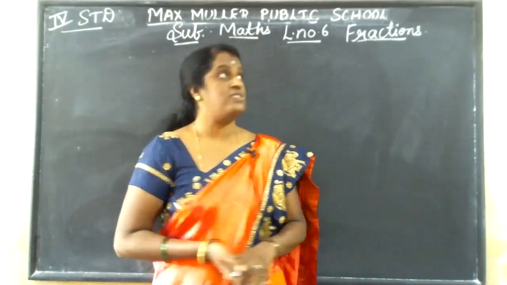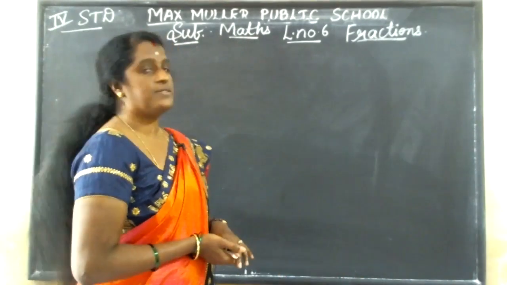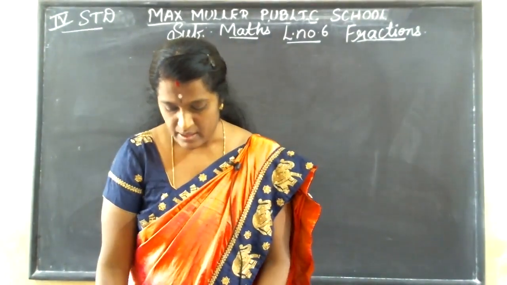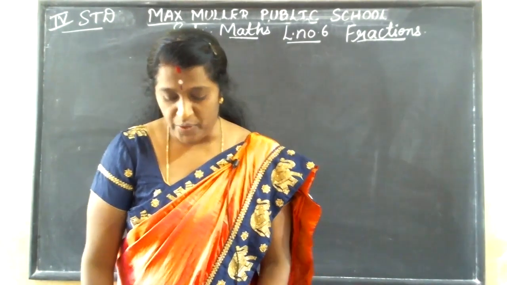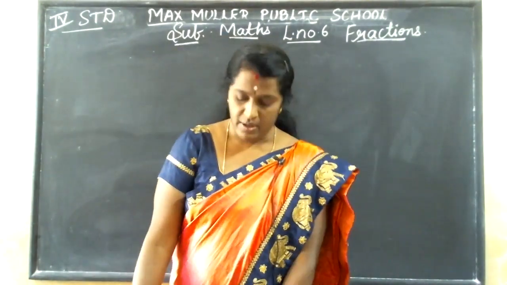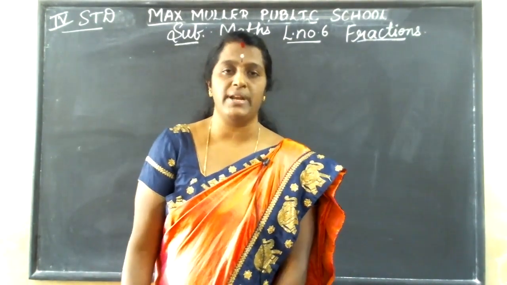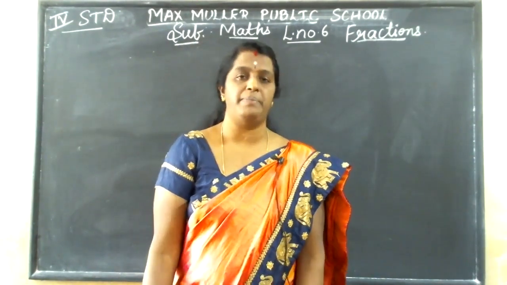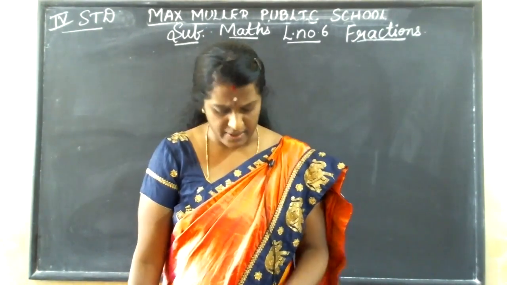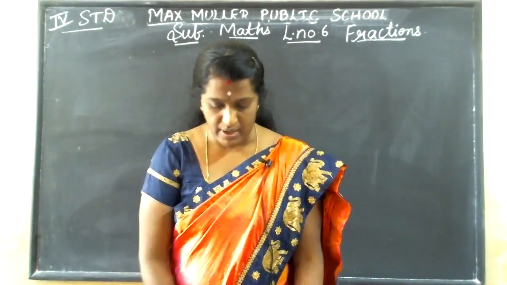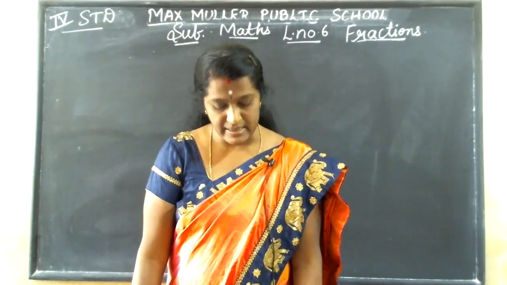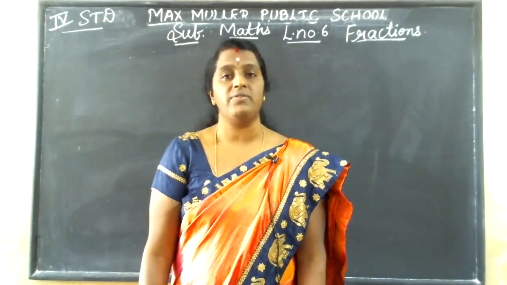Last class we started lesson number 6, fractions. We completed exercise 1. You learned about fractions: a fraction consists of a numerator and a denominator. You completed exercise 1, shaded part and unshaded part. And we learned ascending and descending order in fractions, and we completed exercise 2. You have learned equivalent fractions.